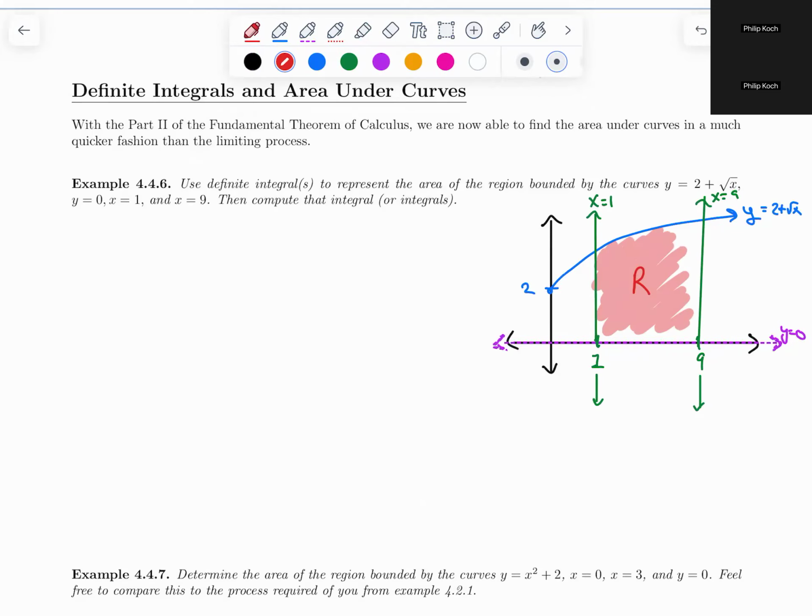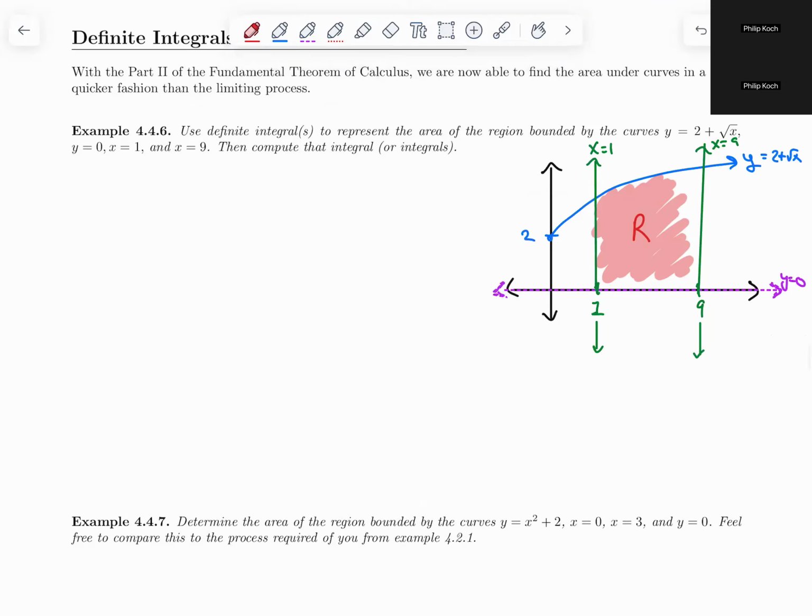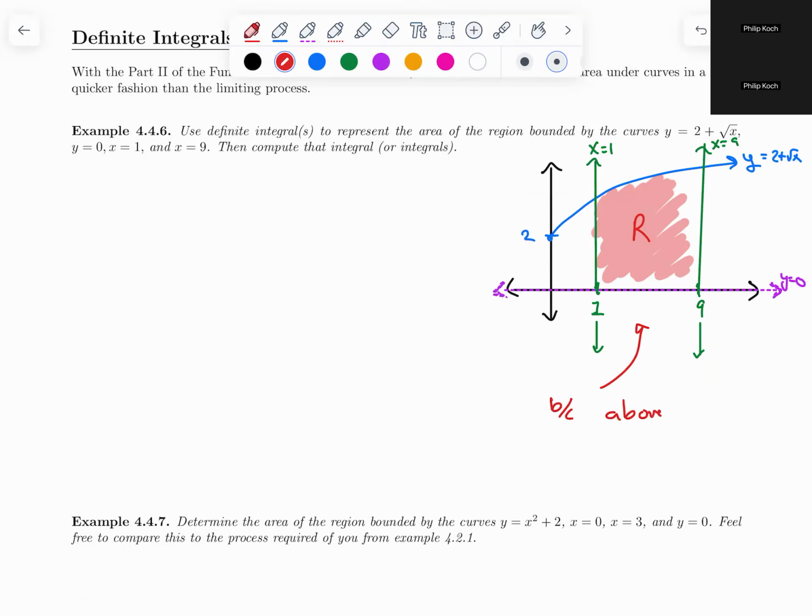So this region is already above the x-axis. So the integral, the definite integral, and the actual area will coincide. So we can even write that here. Because above the x-axis, the integral and actual area coincide.